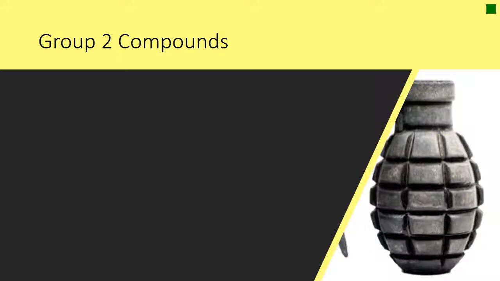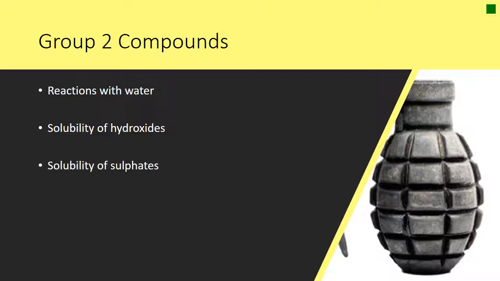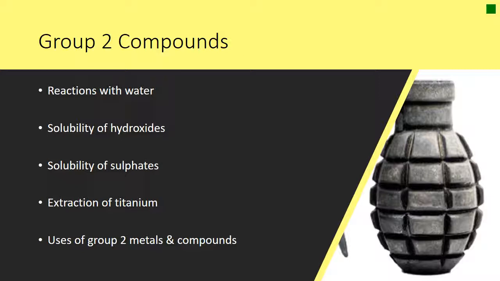Hi, here we have a video on group 2 compounds this time, and what we're going to cover is their reactions with water. Then we're going to have a look at the solubility of the hydroxides, that is the compound that is made when they do react with water. And we're also going to have a look at the solubility of the sulfates, so group 2 sulfates. And extraction of titanium is relevant to group 2 compounds because magnesium is used. And lastly, a few other uses of group 2 metals and compounds.